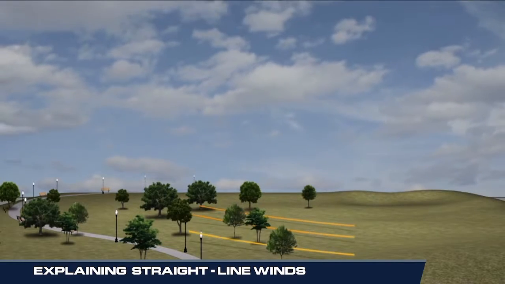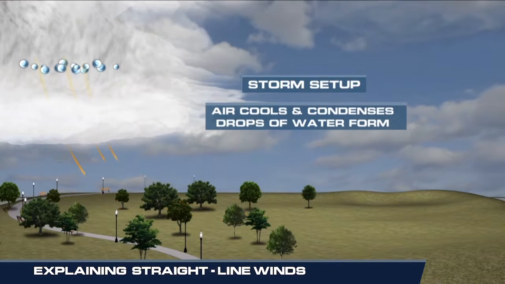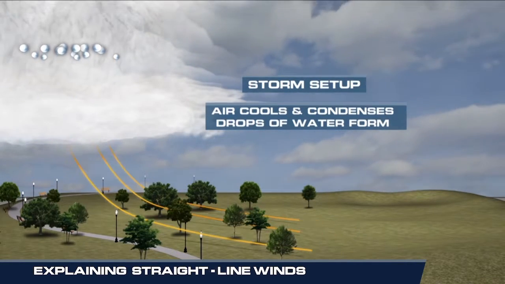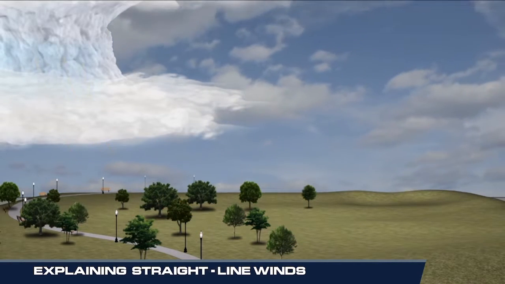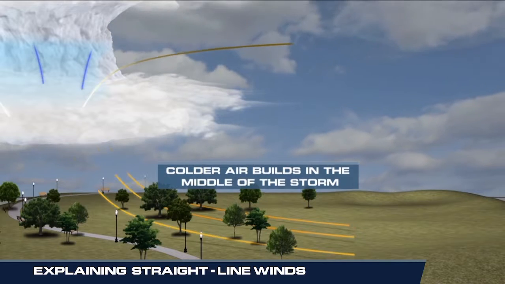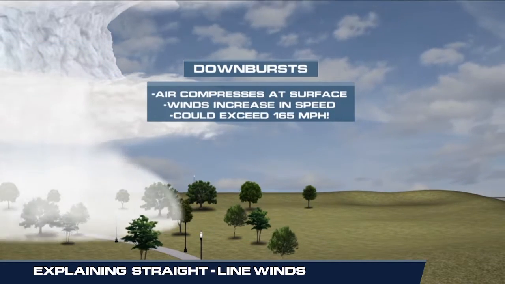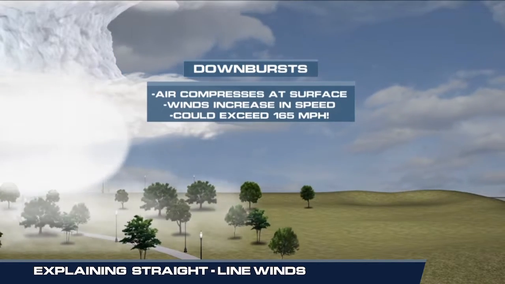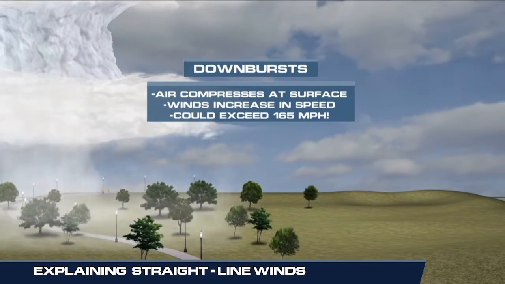The process starts with rising air within the strong updraft of a storm. The air cools, condenses, and tiny drops of water form. The droplets increase in size and then combine with others, eventually becoming too heavy and fall towards the surface within a pocket of colder air. After the air hits the ground, it compresses, forcing the winds to increase very quickly outward, sometimes exceeding 100 miles per hour.